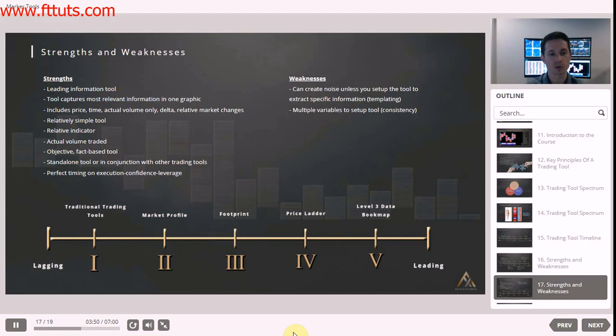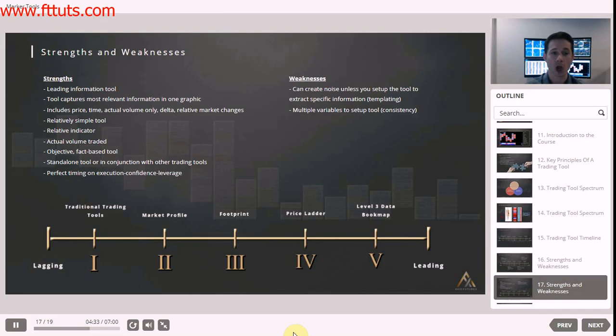Then, the tool includes price, time, actual volume only, delta, relative market changes. So it includes more information than any other tool that we've observed. Because of that reason, I'm very attracted to the trading tool. Note, it's a relatively simple trading tool only if set up in such a manner. Also, it's a relative indicator, and this is important as well, because what you'll see when we get to units 6 to 15 is we do develop trade strategies based on relative shifts. So it does show us the relative changes in the volume, in the delta, in the velocity, in the volatility.